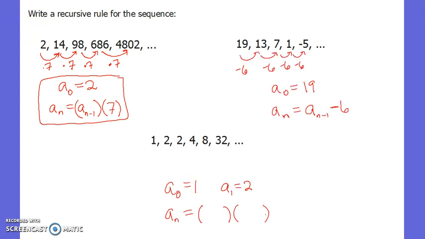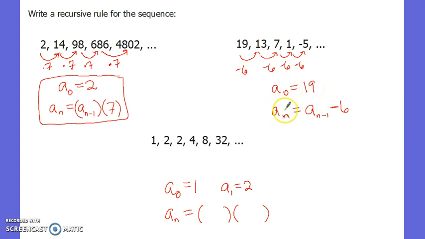Okay, so the sequence in the upper right, you'll notice, again, I would just check basic operations. How do you get from 19 to 13? I noticed that we would just subtract 6. Well, 13 minus another 6 would have been 7. 7 minus another 6 would have been 1. And 1 minus another 6 is negative 5. So if we just want to subtract 6 over and over and over again, define your first term. So I would call that a sub 0, the initial term, is equal to 19.